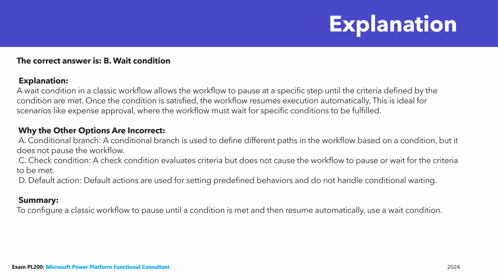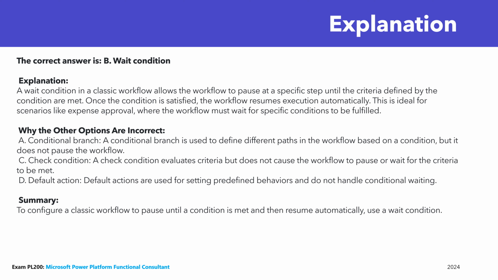The correct answer is B. Wait condition. Explanation. A wait condition in a classic workflow allows the workflow to pause at a specific step until the criteria defined by the condition are met. Once the condition is satisfied, the workflow resumes execution automatically. This is ideal for scenarios like expense approval, where the workflow must wait for specific conditions to be fulfilled.